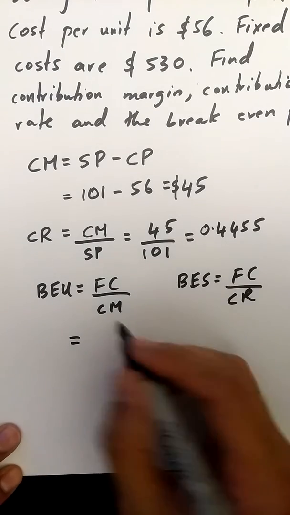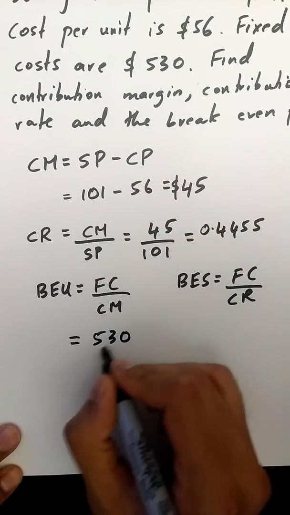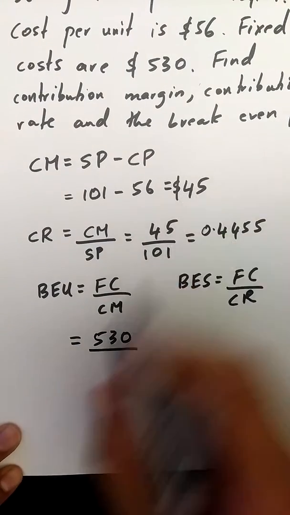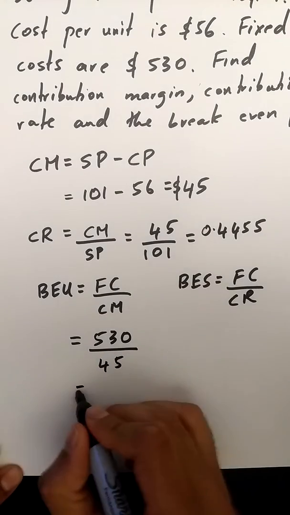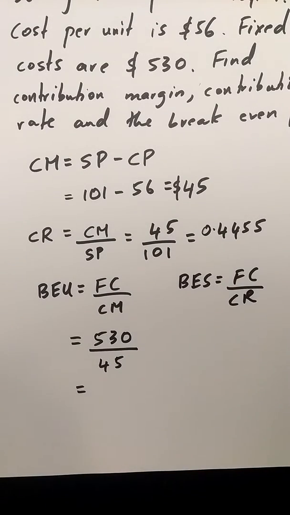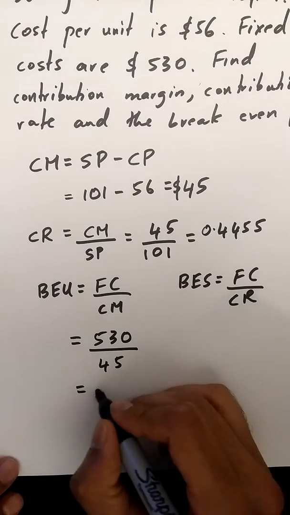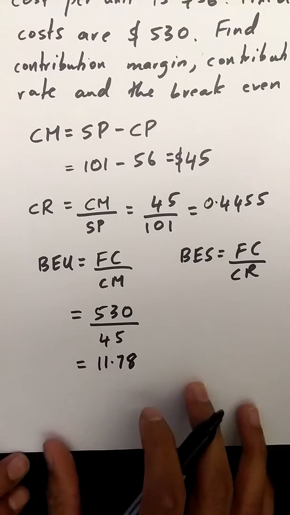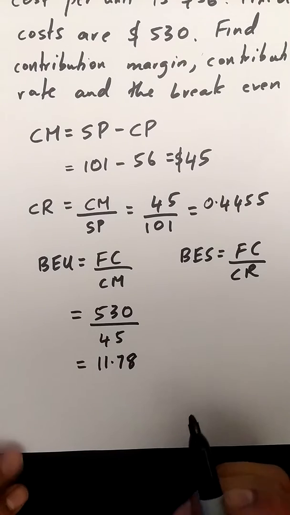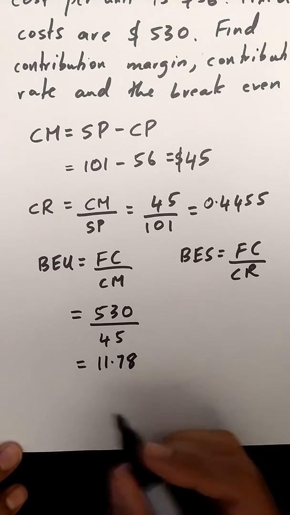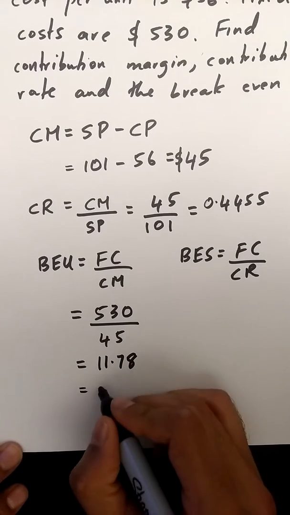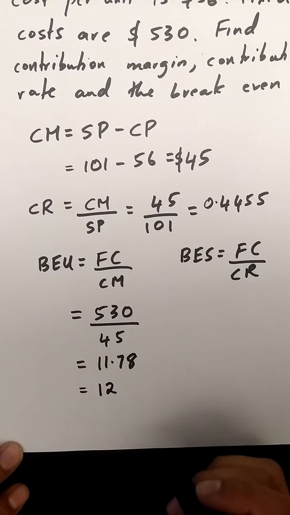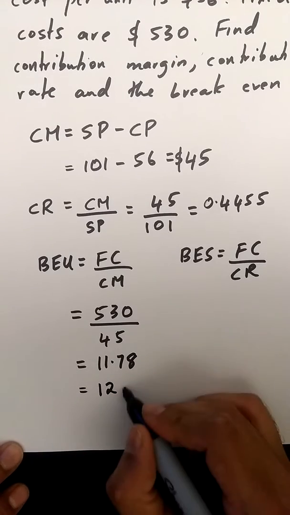My fixed cost is 530. My contribution margin that I found was 45. Calculate that. I get 11.78, which is not possible for a break-even unit. You always have to have a whole number, and you always have to round this number up no matter what the number is. So my solution for break-even units is 12.